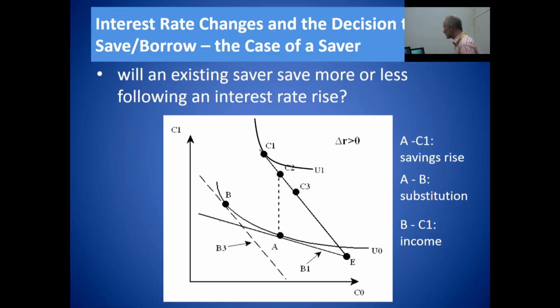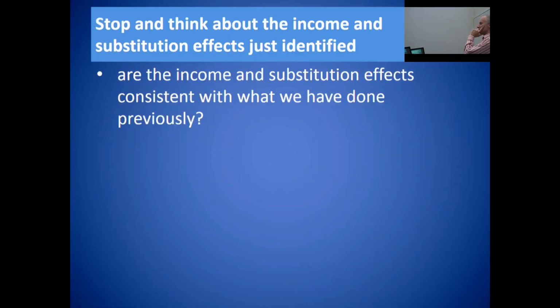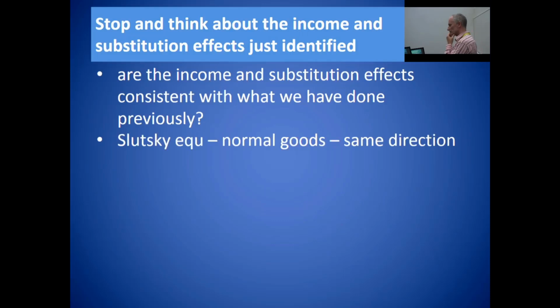I think I've got just about enough time to ask you this question. When we started off today, we looked at the Slutsky equation. And we said, Slutsky equation, what do we know about normal goods? That the income and substitution effects move in which direction? They move in the same direction for normal goods.